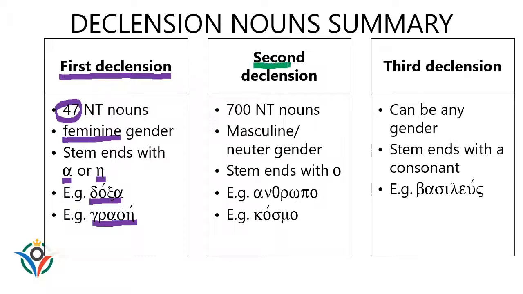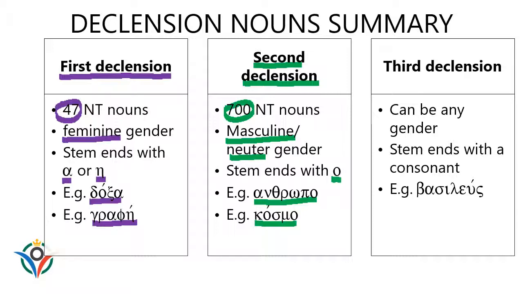Now, second declension nouns. There are about 700 New Testament second declension nouns. They have masculine or neuter genders, and their stem ends with an omicron. So here are 2 examples, anthropos and kosmos.